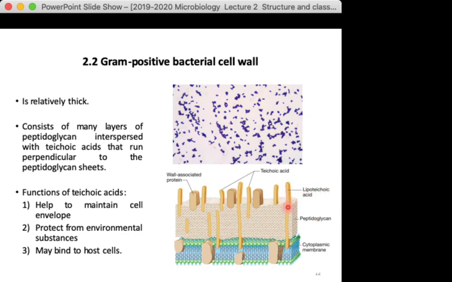So they help to hold and bind to the cytoplasmic membrane, to attach. So that can maintain the cell envelope, and of course protect from environmental substances, and they help to bind with the host cell. They help the cell to stick.